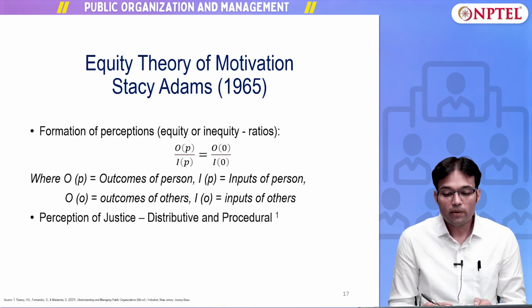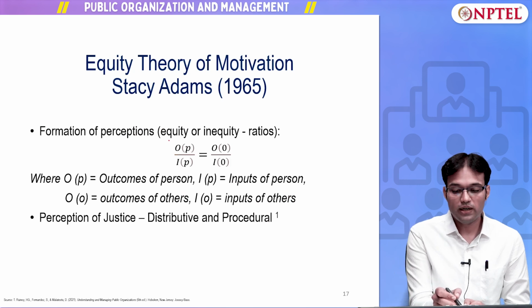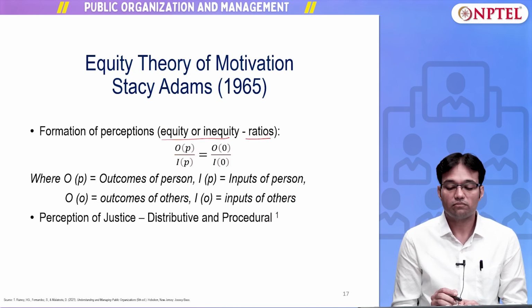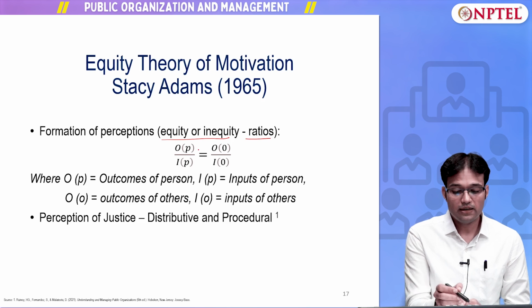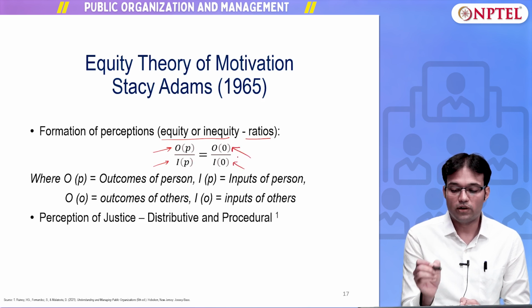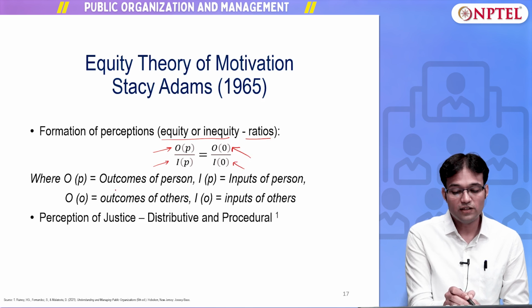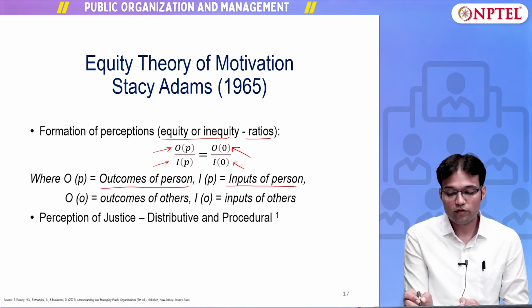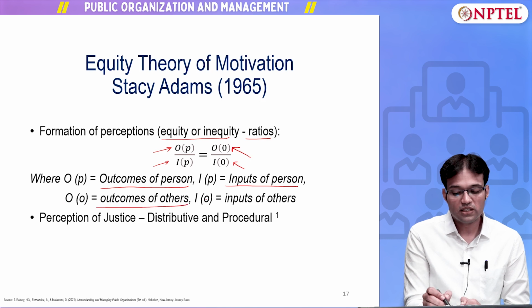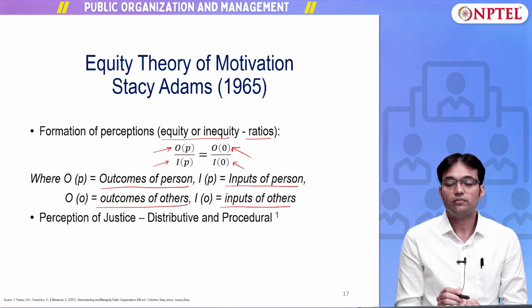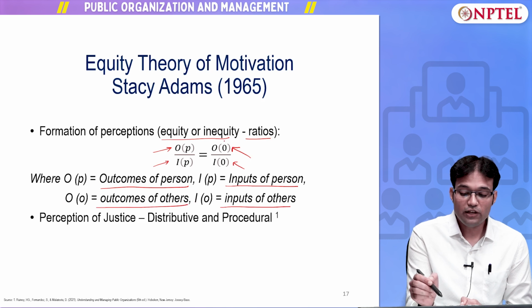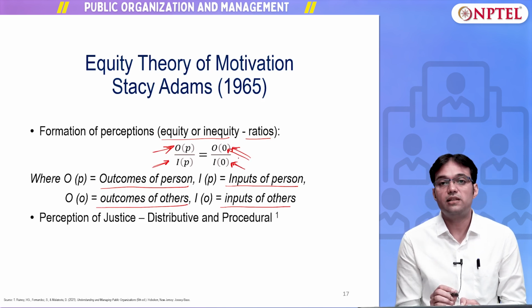Let's look into this: formation of perceptions based on equity or inequity ratios. Here we say the outcome of a person versus the input of that person, compared with the outcome of others versus the input of others. Where OP stands for outcomes of person, IP stands for inputs of person, OO stands for outcomes of others, and IO stands for inputs of others. It's very important. When we compare the ratios, how much output I have received from my inputs and how much output others have received from their inputs, what is the comparison there?